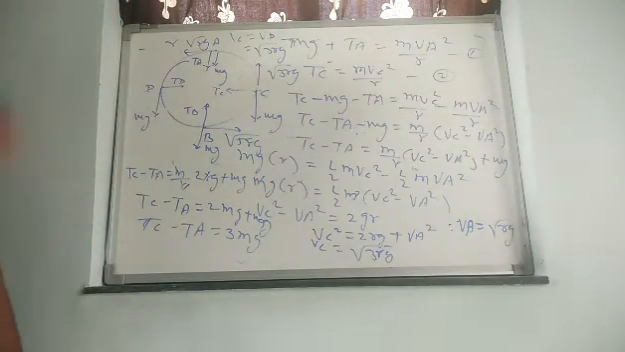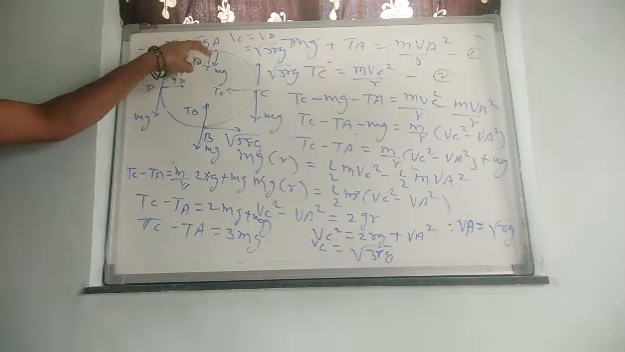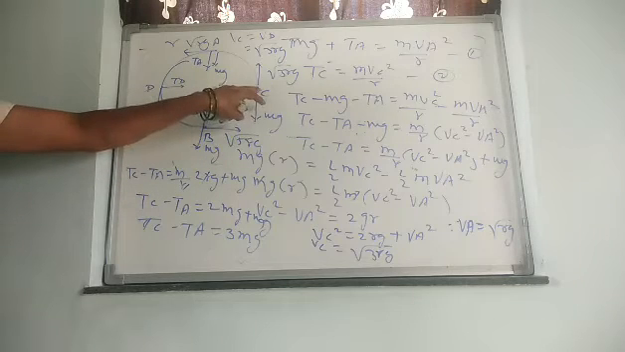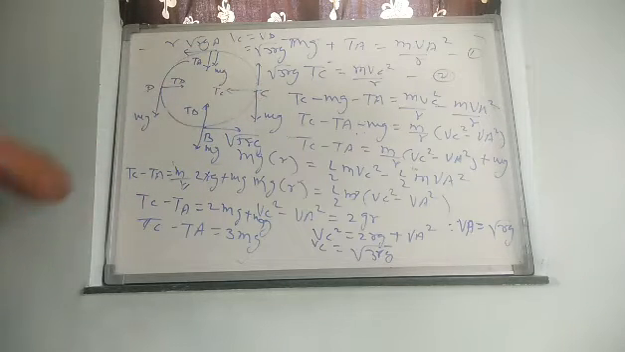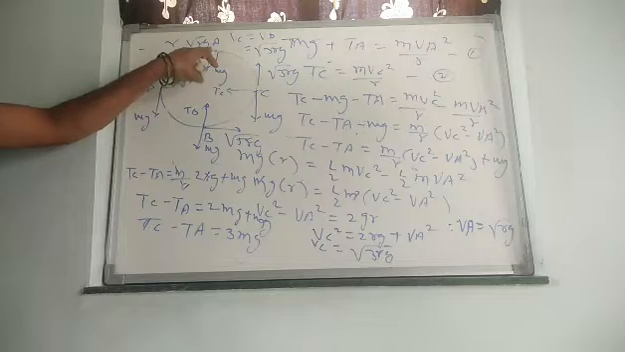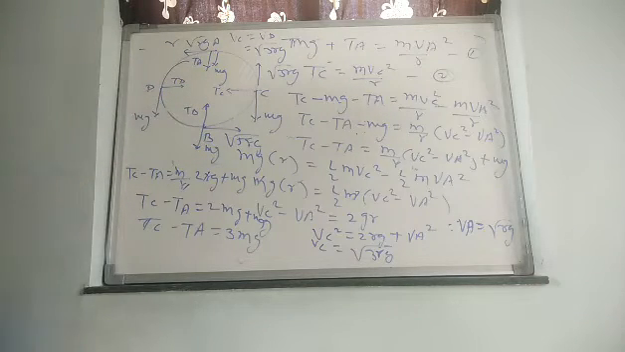In order to prove this, you have to remember how at the topmost position velocity should be under root rg, at the bottom it will be under root 5rg, and at the horizontal position it will be under root 3rg. This velocity changes, and we have found out the difference between the tensions at the lowest and topmost position, Tb minus Ta is equal to 6mg, and we have found out Tc minus Ta is equal to 3mg.